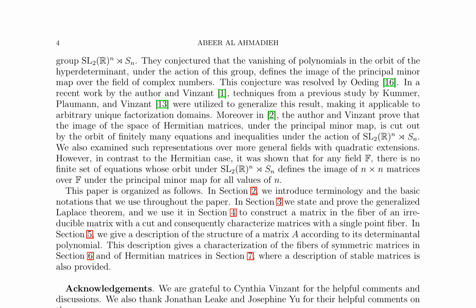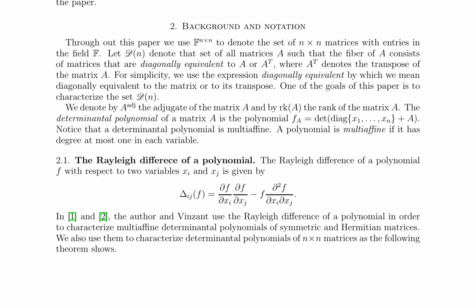Notably, the set D, N, is defined as the set of all matrices A such that the fiber of A consists of matrices diagonally equivalent to A or A^T, where A^T denotes the transpose of the matrix A. The determinantal polynomial of a matrix A is defined as F_A equals det(diag(x1, ..., xn) + A), a multiaffine polynomial. The rank of a matrix A is denoted by Rk(A), and the adjugate of A is denoted by Adj(A).